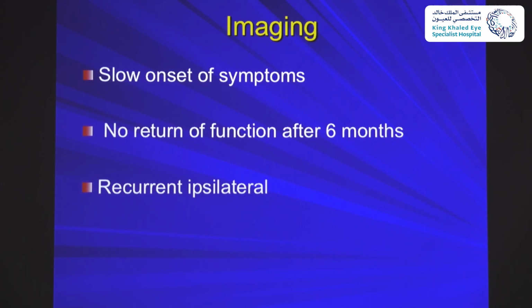If the function is not returning, because if it's Bell's palsy you expect it to return within a few weeks, but if the function is not returning, especially after 6 weeks, you need to worry about the cause. Another is recurrence, especially if it's bilateral. You need to image because it's not typical for Bell's palsy to recur. If it recurs, you need to think about something else. So mainly slow onset of symptoms, no return of function, and recurrence. Some people will image if it's bilateral too, and this is something you can consider.